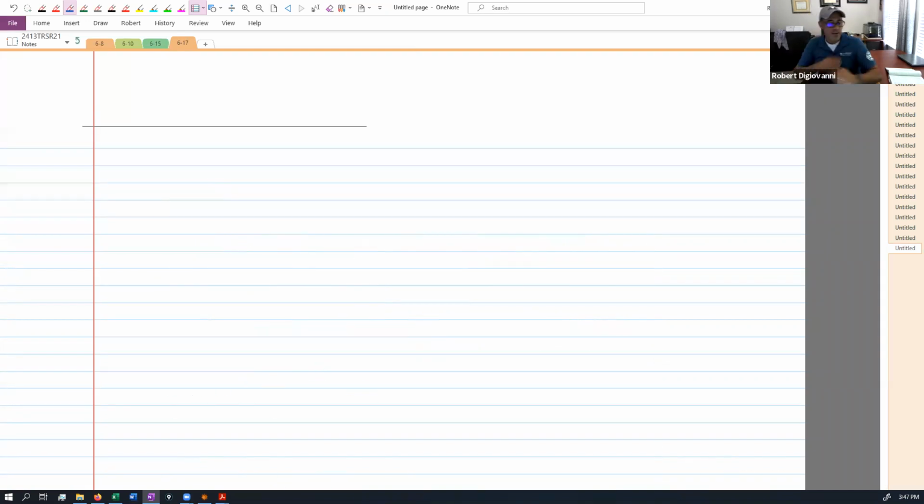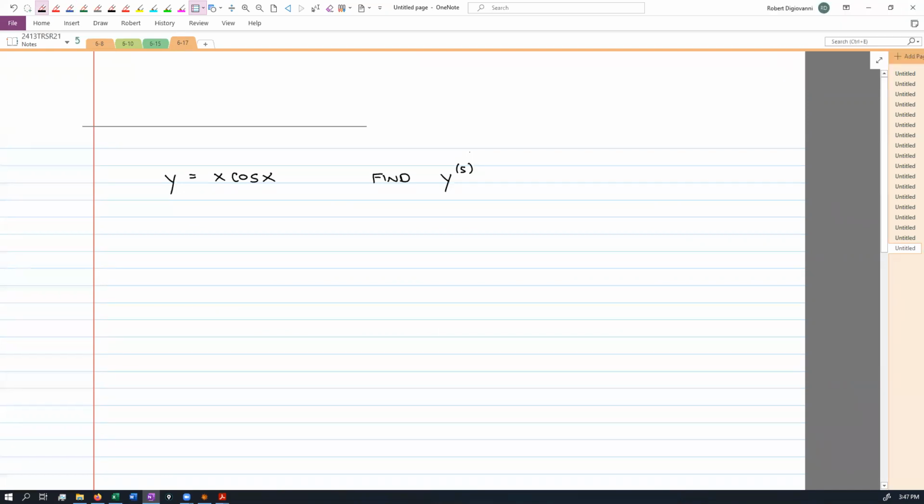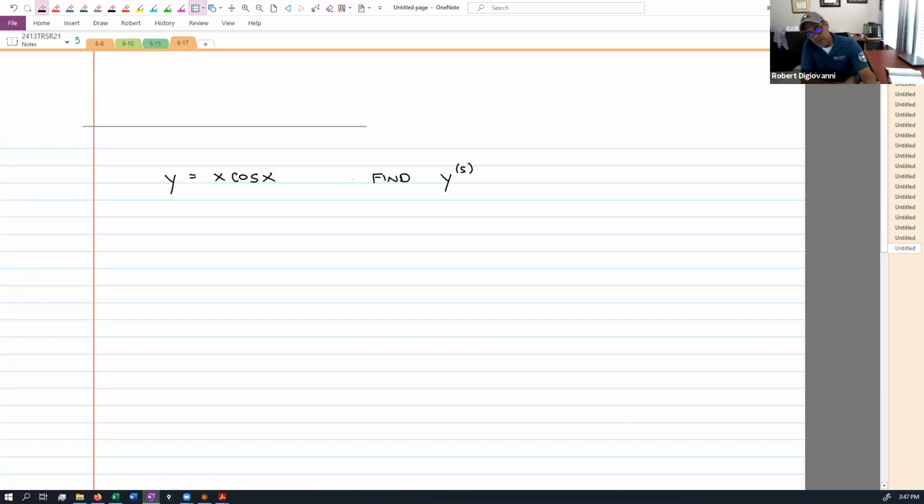All right, here's another example, very weird one. Let y be equal to x cosine x. And I want us to find y with a 5 up there. So what does that notation mean? The fifth derivative. And then let's call that part A. And then for part B, I'd like you to find the 532nd derivative.